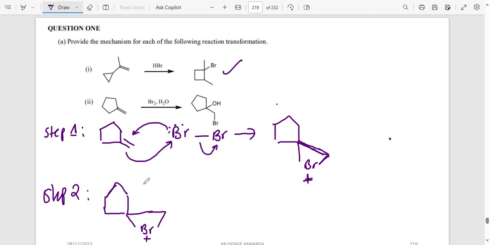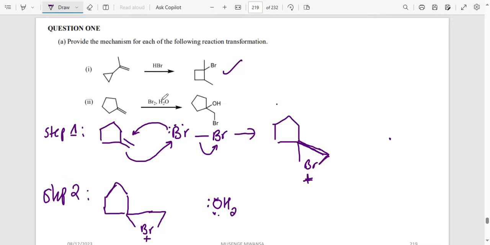Now, in the next step, remember in the reaction we also have water at that point. So the water is now going to come in. I'm going to write it in this way as OH2. Water is going to attack the carbon that is more substituted. So this reaction also obeys Markovnikov's rule.